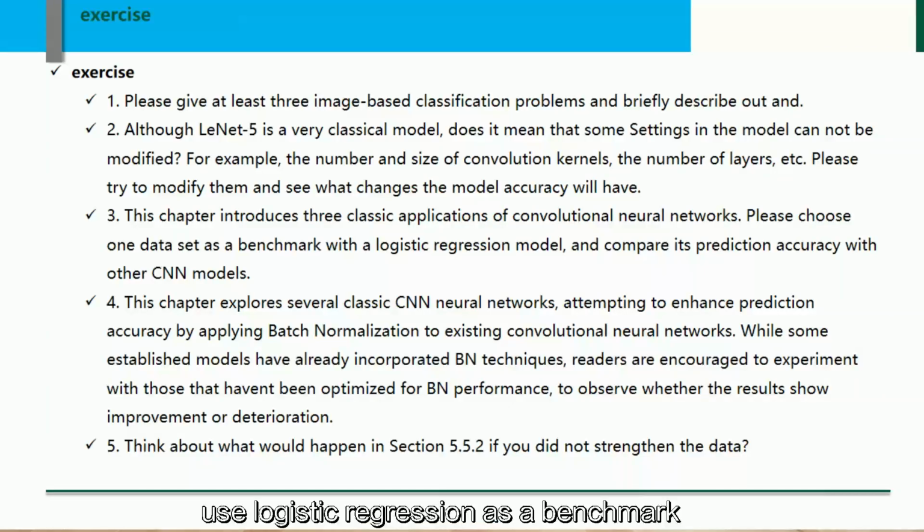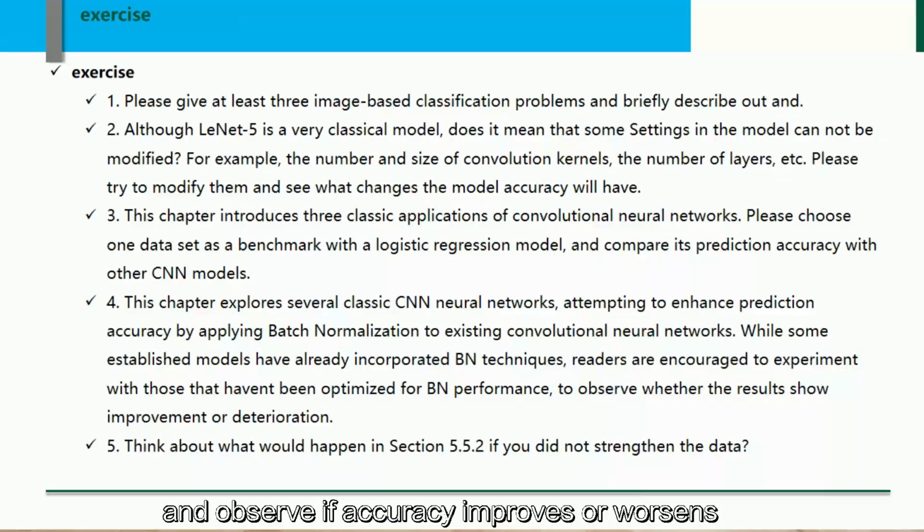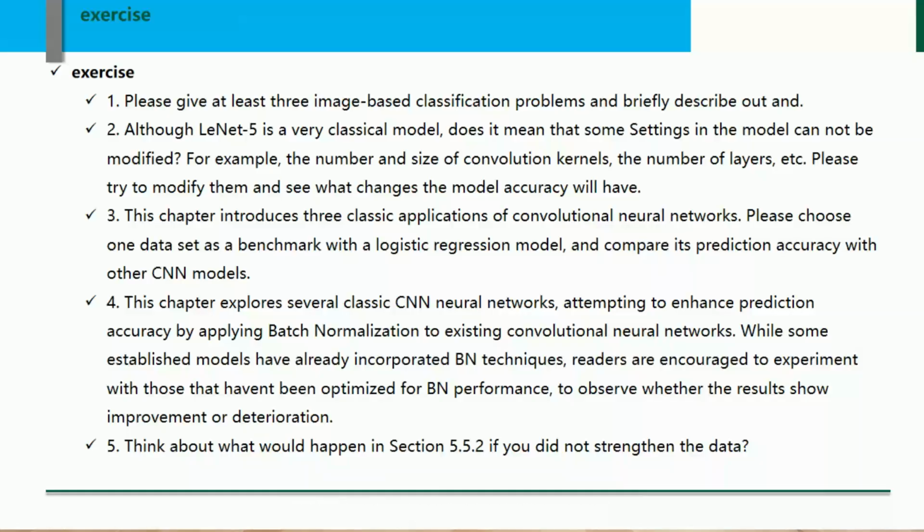Choose one dataset, use logistic regression as a benchmark, and compare its accuracy with other CNN models like LeNet-5, AlexNet. Add batch normalization to CNN models that don't have it yet, and observe if accuracy improves or worsens. Think, in the 5.5.2 cat-dog case, what would happen if we didn't use data augmentation? Hint, likely more overfitting, lower validation accuracy.